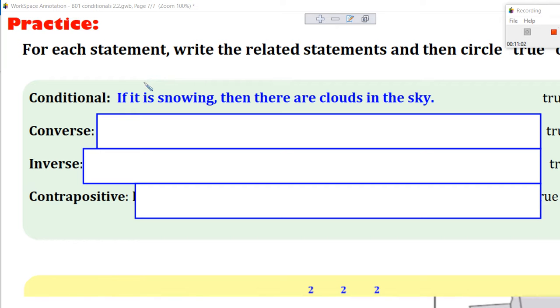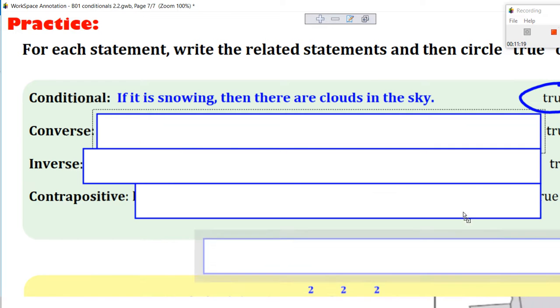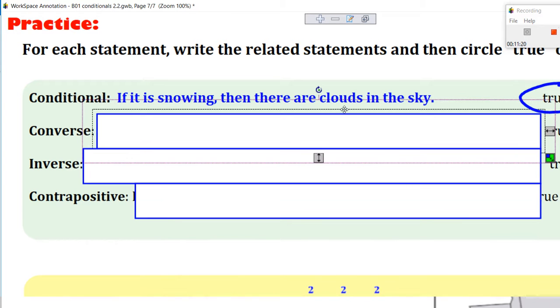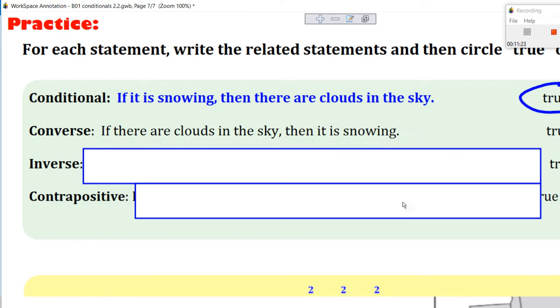So here we have the conditional statement, if it is snowing, then there are clouds in the sky. That's true, right? The snow has to come from somewhere. It comes from clouds. Our converse would be, if there are clouds in the sky, then it is snowing. Well, it could be true, but it also could be false. And remember, we just need one instance where it's false to make it false. It might be rainy, or it might just be cloudy and nothing happening.